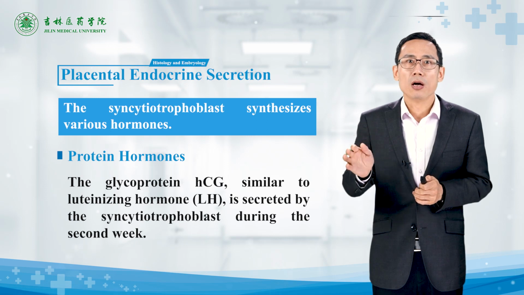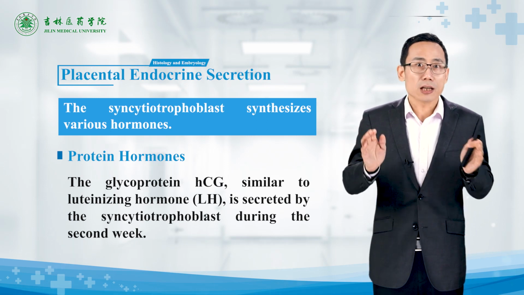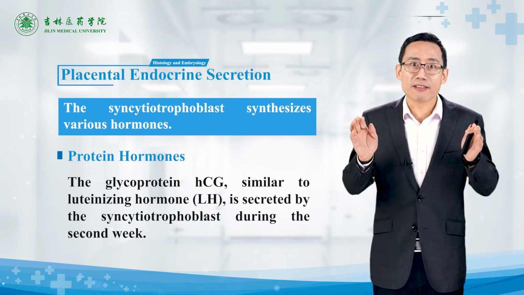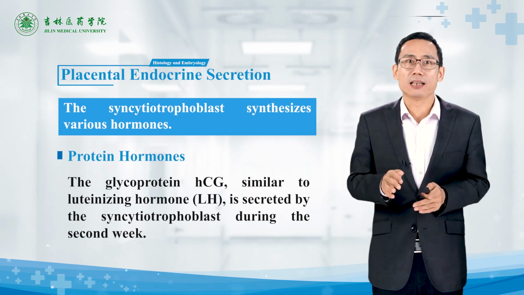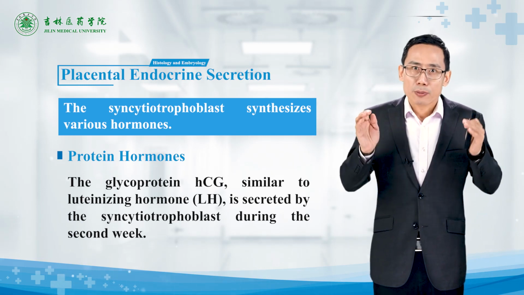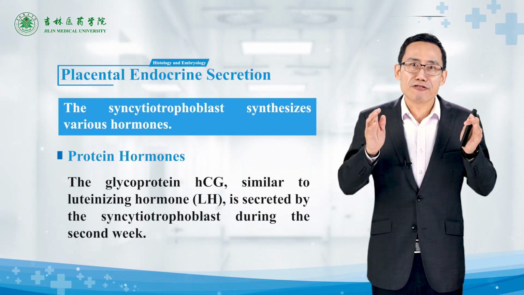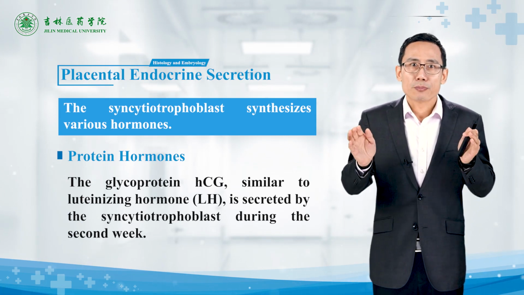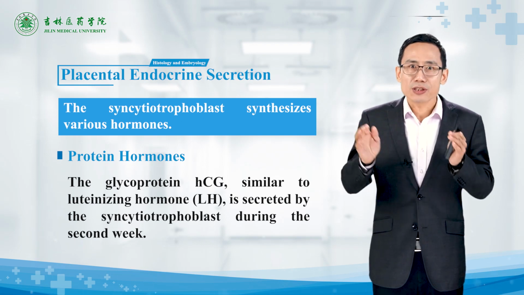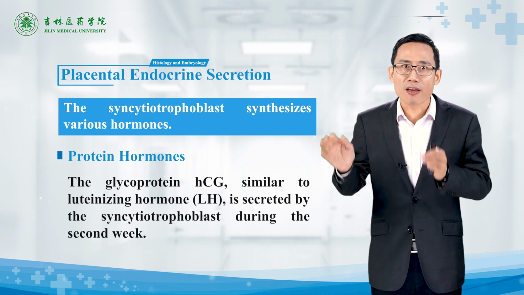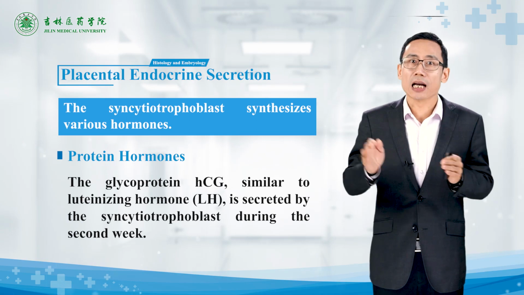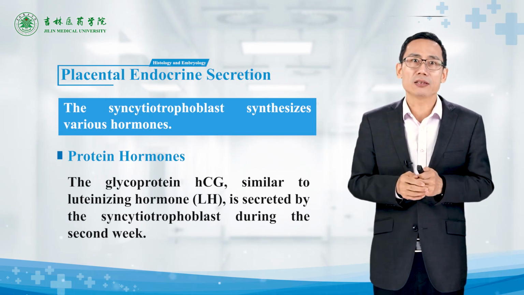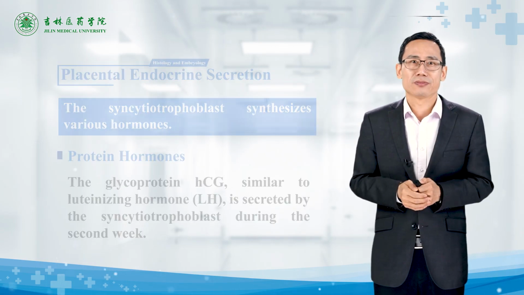Human placental lactogen can not only promote the growth and development of the mammary gland, but also promote the growth and development of the fetus. Human placental lactogen begins to be secreted in the 2nd month of pregnancy and reaches its peak in the 8th month until delivery.